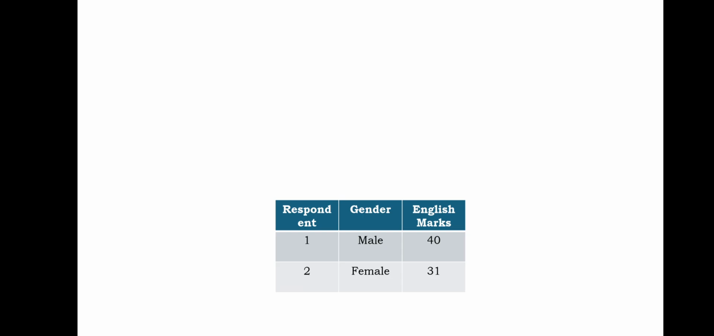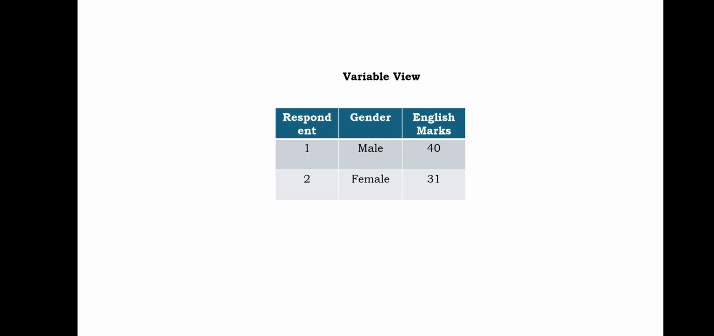Now let's see a variable view. For example, if we have data of respondent 1 and 2, gender male and female, and English marks are 40 and 31, how does a variable view look like? In order to know this, we must know the rows and columns. As we know, the rows represent the name of a variable. A variable here is gender and the English marks. The column represents the property of that variable.